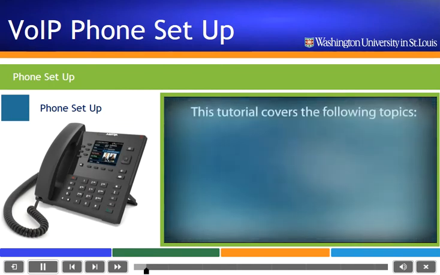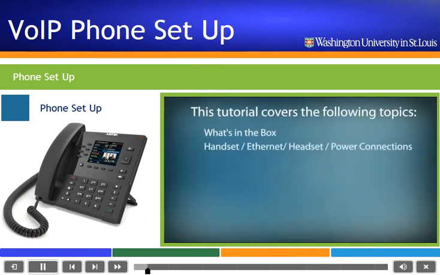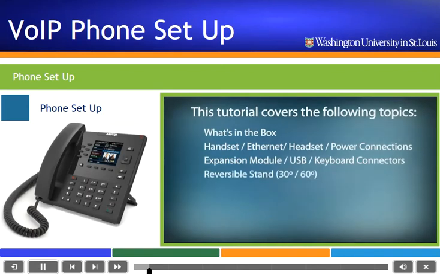In this tutorial, I'll cover the following topics. We'll take a quick look at what's in the box. We'll look at the bottom of the phone and see where to connect the handset, Ethernet cables, optional headset and power cord, and the location of the expansion module, USB, and keyboard connectors. Then I'll show you how to attach the reversible stand for 30 and 60 degree viewing angles.